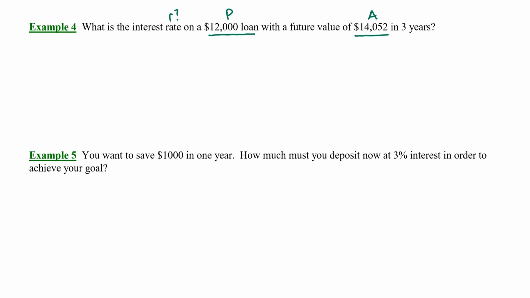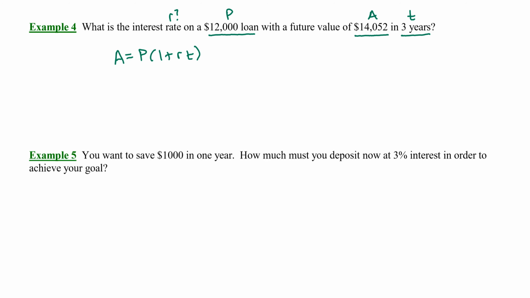That's the initial $12,000 that we borrowed plus the interest that we owe. And the term of the loan, or the time here, is 3 years. We want to know what interest rate drove that future value. So let's identify our formula. A is equal to P times 1 plus RT.